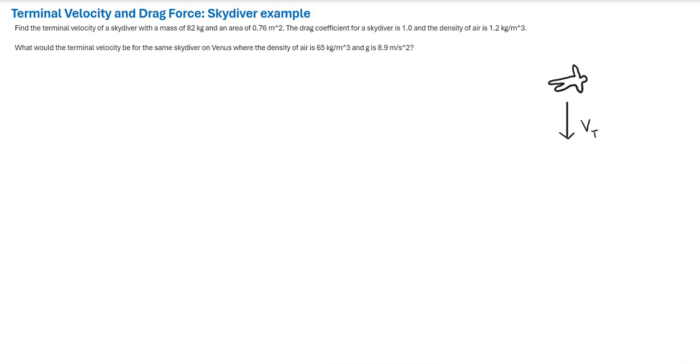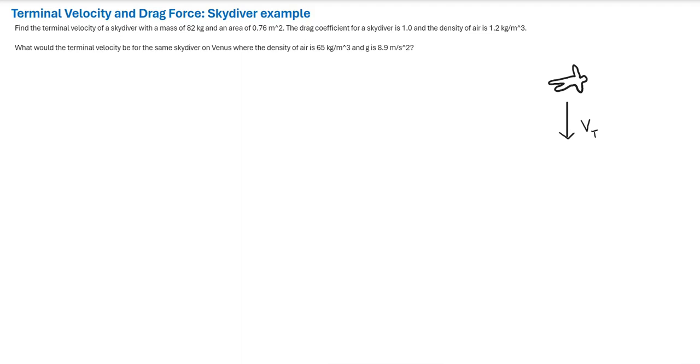In this video, we're going to talk about the terminal velocity and its relationship to the drag force. So the example says that we need to find the terminal velocity of a skydiver with a mass of 82 kilograms and an area of 0.76 square meters. And we are told that the drag coefficient for a skydiver is 1.0, and the density of air is just the standard 1.2 kilograms per cubic meter.